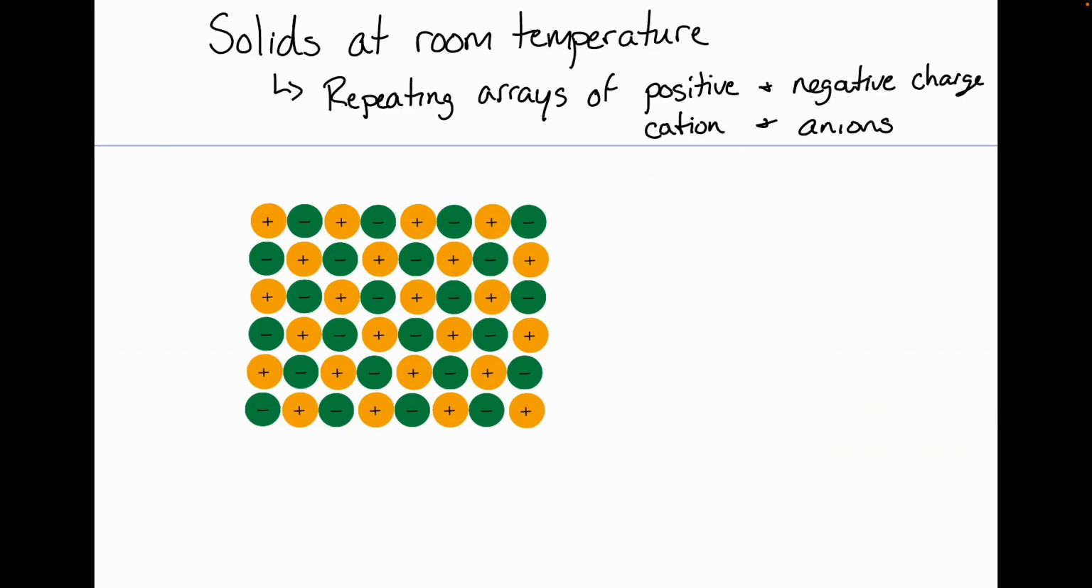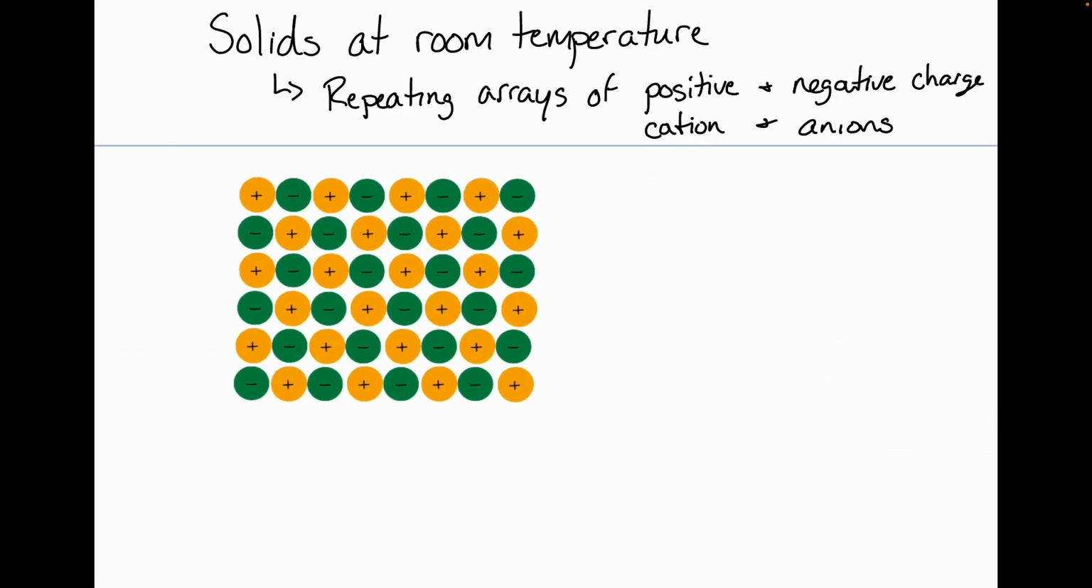That's what an ionic compound is, right? Positive, negative, positive, negative, positive, negative, all lined up next to one another. And for all intents and purposes, it just continues out into infinity, right? These things just grow and grow and grow in all directions. Okay, so structure-wise, they're very simple. They're just repeating arrays of positive and negative charge.